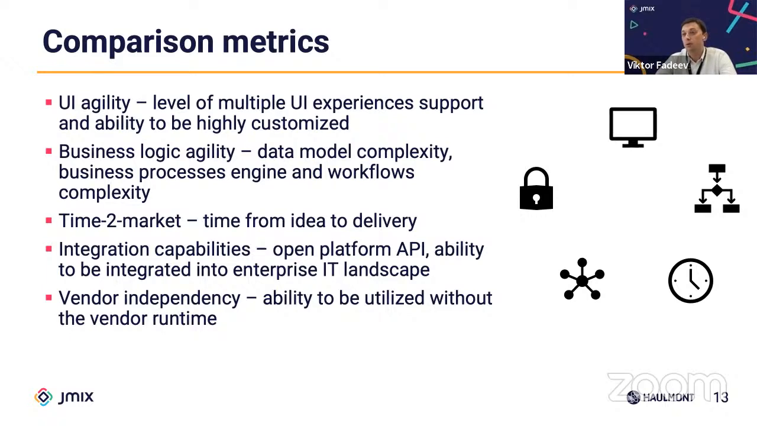Here I show on the slide 5 criteria with a description. The first one is the UI agility. It's the UI capabilities of the platform and the ability to bring different user experiences. Another one, let's call it flexibility or business logic agility, is the ability to model complex data models, to design business processes and to work with BPM technologies. Then time to market, and integration capabilities. It's more about the openness of the platform, about its API, about the integration capabilities in terms of technologies which it can support in the enterprise landscape.